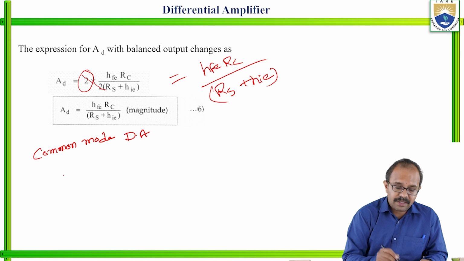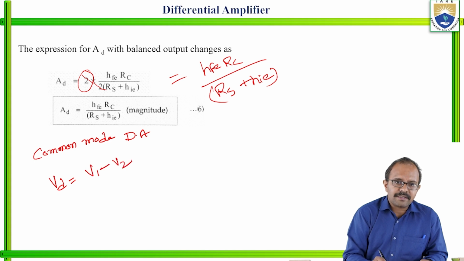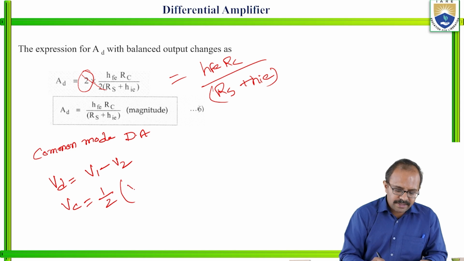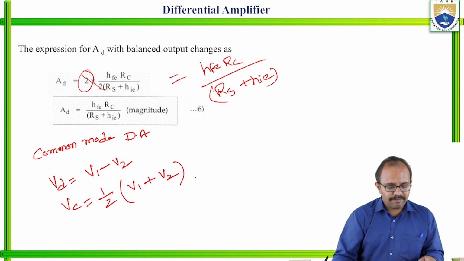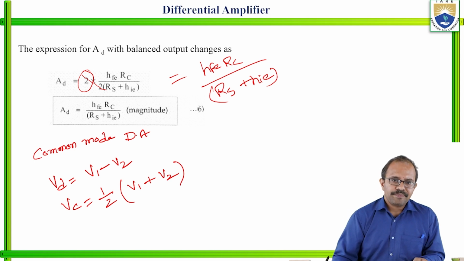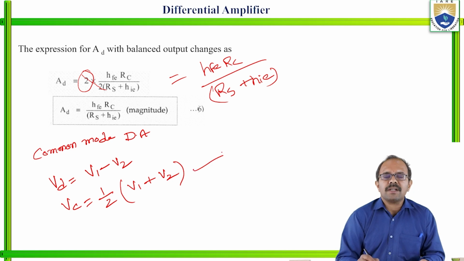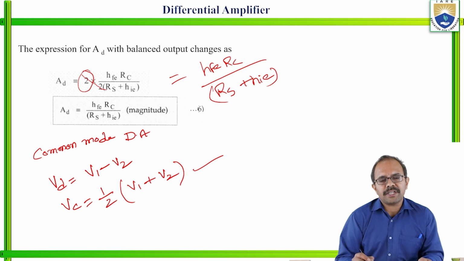For differential mode we said VD. What is VD? VD is equal to V1 minus V2. For common mode operation, VC is the average of the 2 inputs, so it is going to be V1 plus V2 by 2. So this is to be considered. This is the signal considered for common mode operation of the differential amplifier.